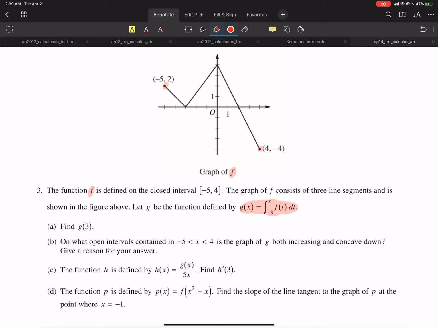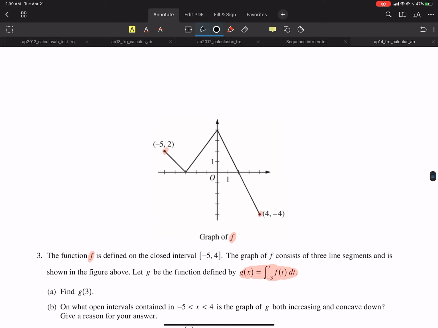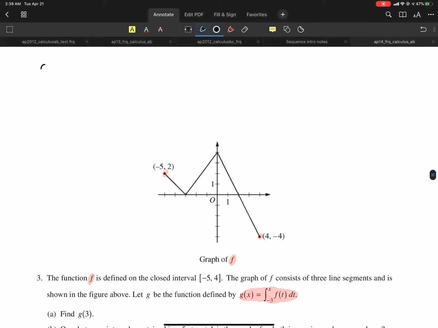So for part A, we want to find g of 3. So I can do that right here. Part A, g of 3. So in this equation they gave us down here, replace this x with 3 and that x with 3. So we end up with the integral from negative 3 to 3 of f of t dt.